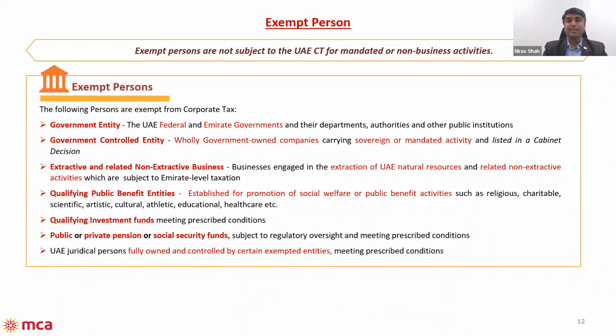And last, any person who is controlled by certain exempt persons, then that entity also will be considered as an exempt person. Now, it is important to note that if we see this category of exempt persons, majority of the entities are excluded only if they are doing non-business activity or business activity which is subject to emirate level taxation. In case this kind of person are doing other activities which are in the nature of business or for a profit motive, then even these entities would be subject to UAE corporate tax law.